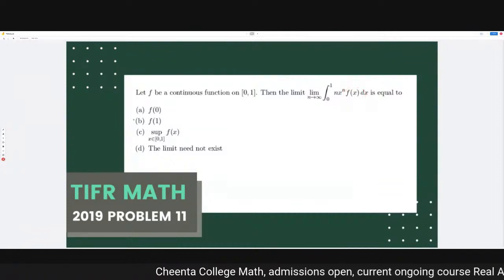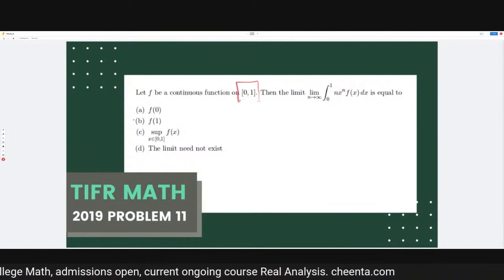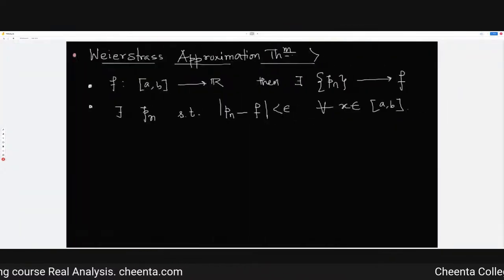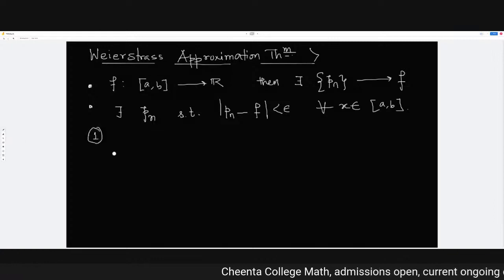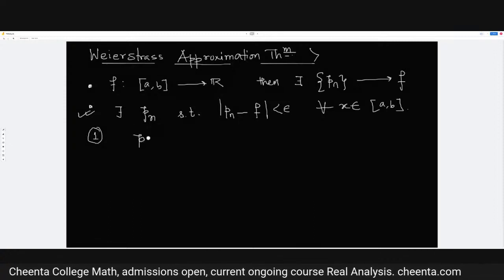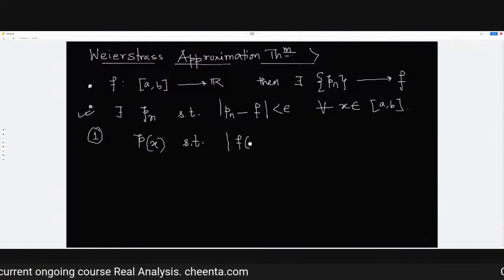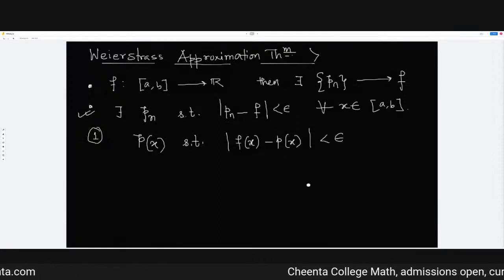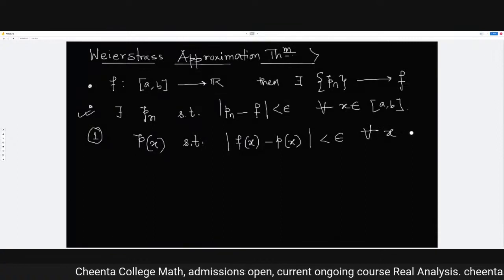So this is a trick that you can use whenever you see a continuous function defined on a closed interval and you have a limiting condition like this. So what are our steps in proving this? The first step is, by using this, let's take some p(x) such that |f(x) minus p(x)| is less than epsilon. What does that mean? That means in the interval [a, b], these two functions are almost equal.